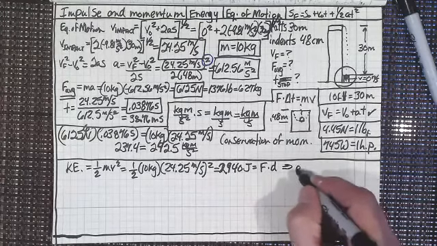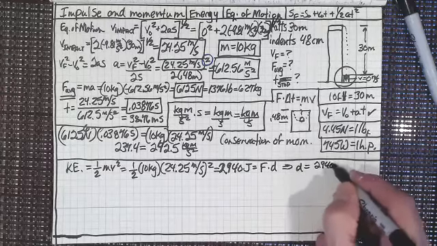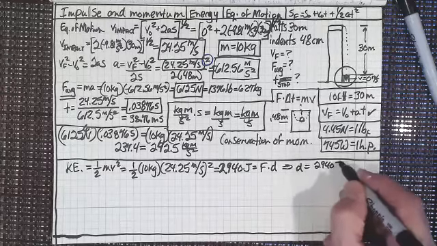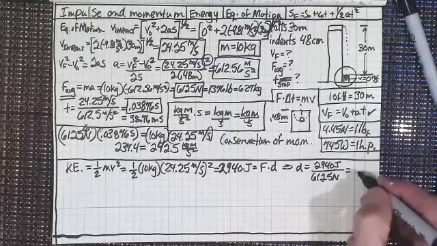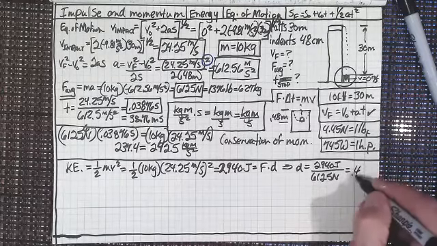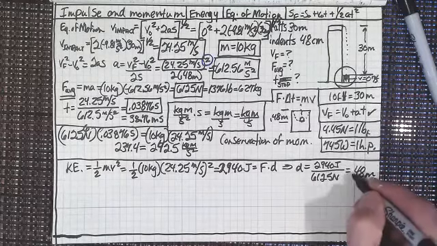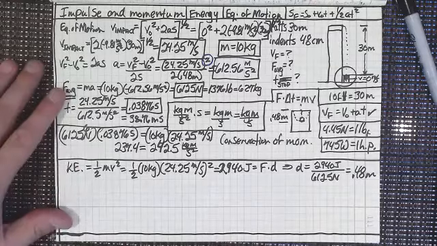So D equals 2940 joules divided by F, which is 6125 newtons, and that gives me my distance, which just like before came out, either way we do it, we're going to get the same distance, 0.48 meters, right? I just want to show you that it doesn't matter which way you're analyzing this problem, you're still going to be able to find out all of the information.